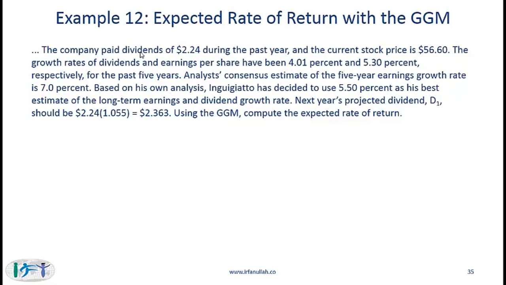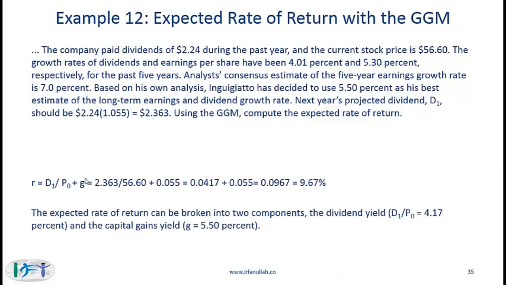So this is very straightforward. I've taken an excerpt, so solve this. Here is what you should come up with. The required rate is 9.67. You simply plug in the numbers. The expected return can be broken into the two components, the dividend yield of 4.17 and the capital gains of 5.5. Notice that the dividend yield is D1 over P0 because you are buying the stock for P0, and on that purchase price over the year you are getting a dividend of D1. So that is the dividend yield.